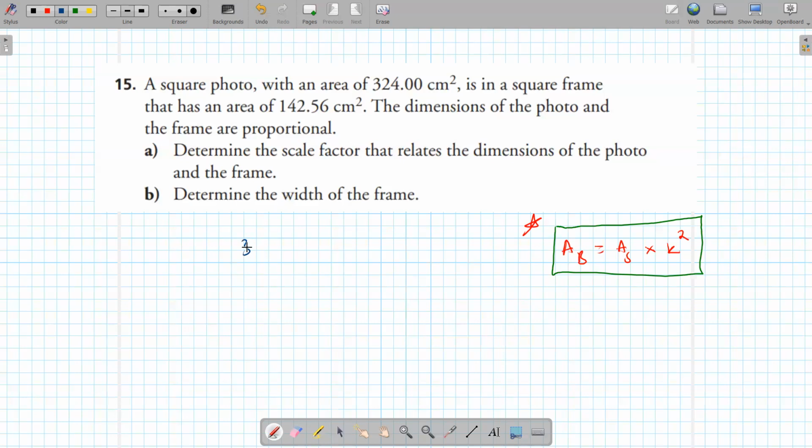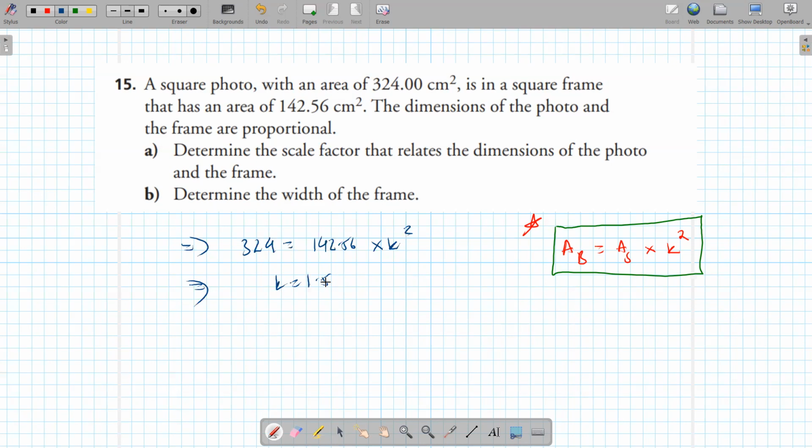So area big is 324. Area small is 142.56. And we multiply that by k squared to find the scale factor. So divide both sides by 142.56 and you square root this guy. The scale factor k is like 1.5. The dimensions of the photo and the frame are proportional.